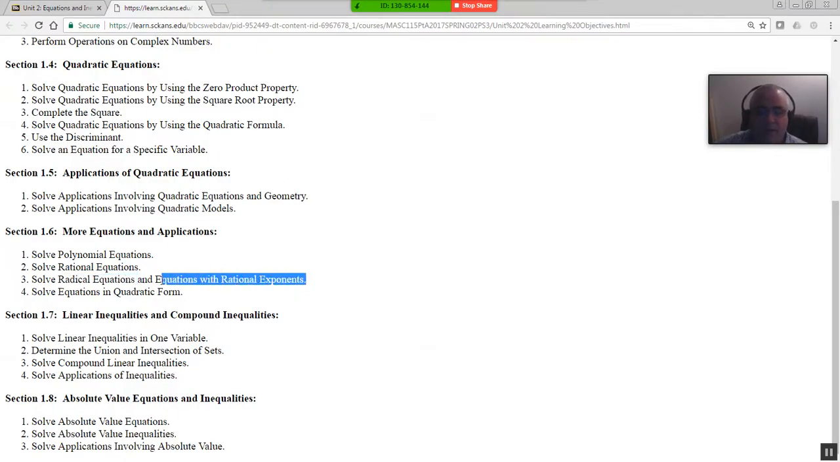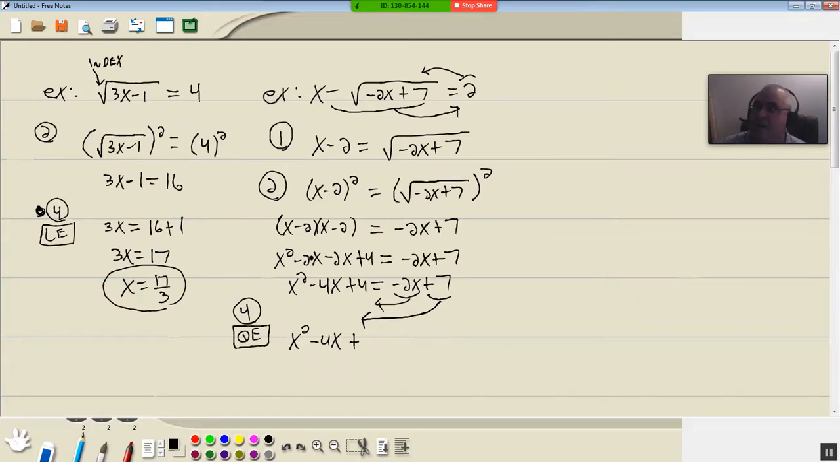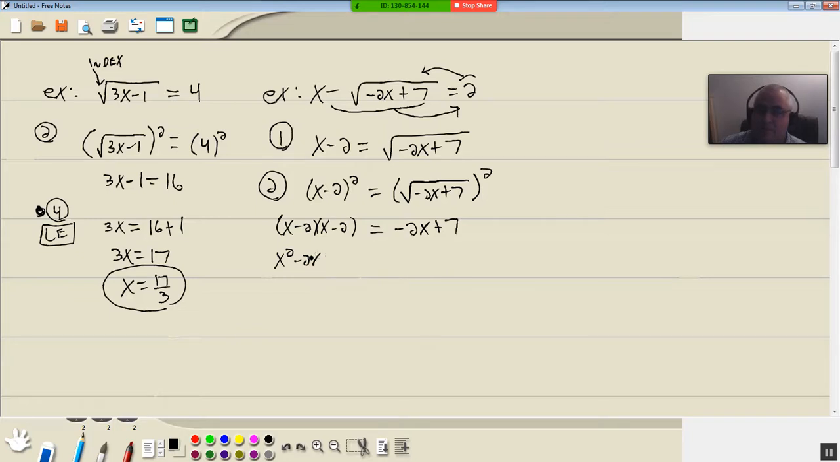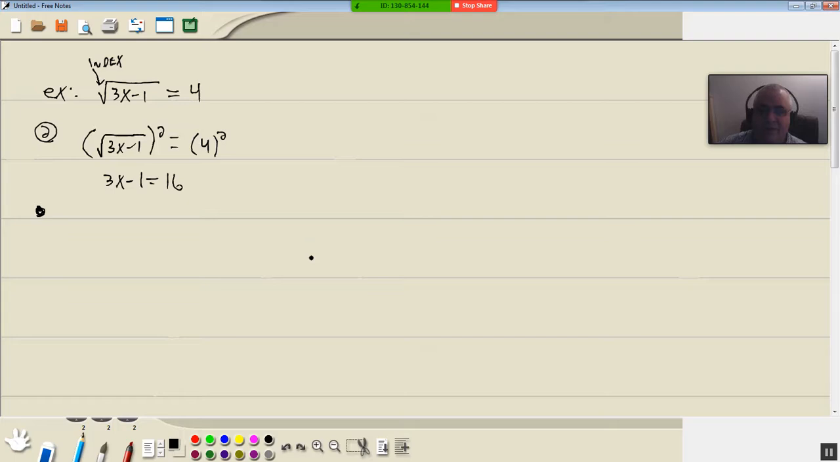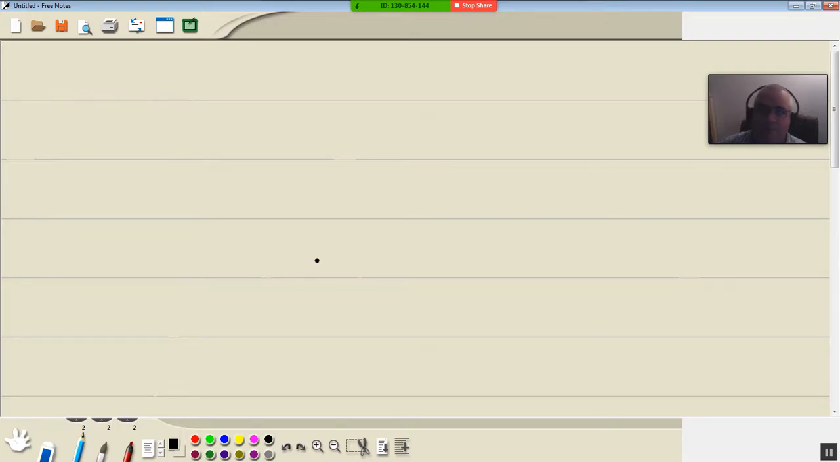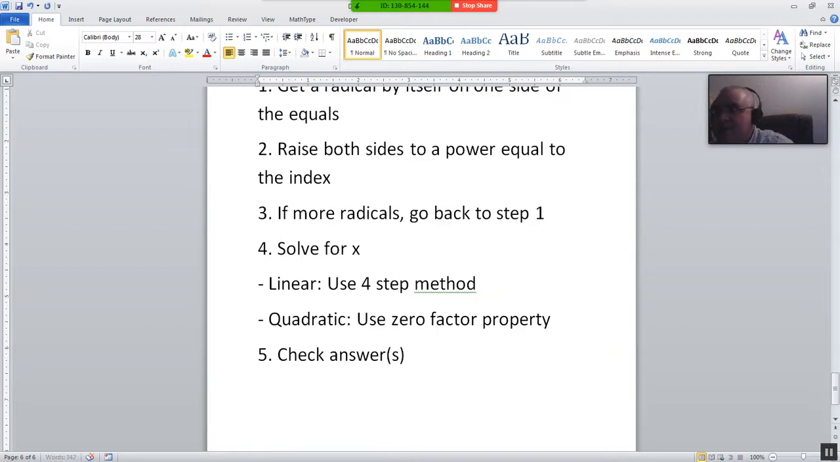Now it also tells us to solve equations with rational exponents. So let's talk about those. Let me clear this off. There's a specific type they're talking about here. Rational exponent means a fractional power.